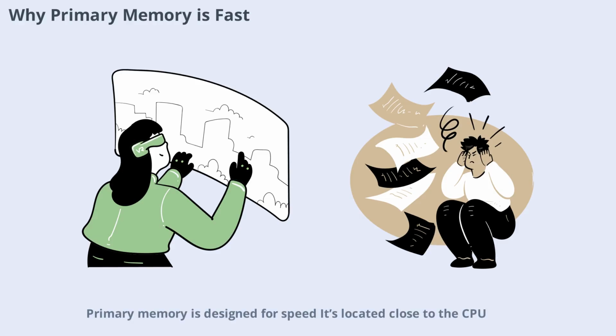Primary memory is designed for speed. It's located close to the CPU, allowing for rapid data transfer and quick response times. This is why your computer can switch between programs and tasks without delay. The fast nature of primary memory is what makes modern computing so efficient.